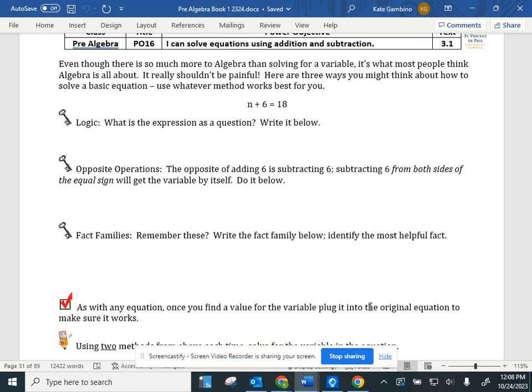Here are 3 ways you might think about how to solve a basic equation. Then we're going to decide which method works best for you. So we're going to learn all 3 ways. We're going to take notes on all 3 ways, and we're going to practice using all 3 ways. And then you're going to choose the one that works for you, because we know with math, there's lots of different ways to do something to get the same answer. So we're going to find which way works for you.